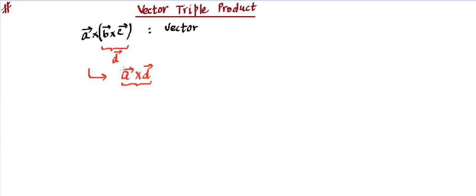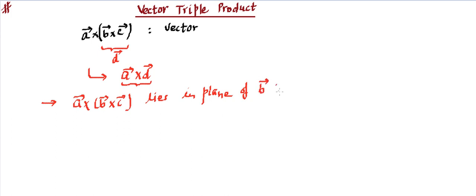If we combine these two terms together, then we can say this A cross D is going to be a vector which is in the plane of B and C. That means from here we can conclude that the direction of this vector is going to be in the plane of B and C. So this comes out to be a point. We can say this A cross bracket B cross C vector lies in plane of vector B and vector C.